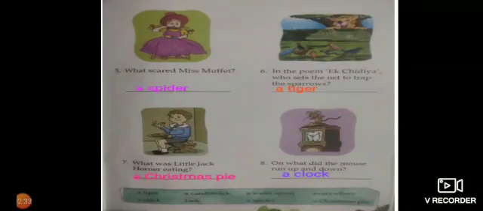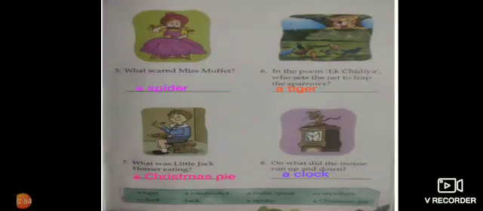Seventh one is, the picture has been taken from the famous English poem Little Jack Horner. The question is, what was Little Jack Horner eating? If you remember, Little Jack Horner sat in a corner to eat his Christmas pie. So the answer is a Christmas pie.